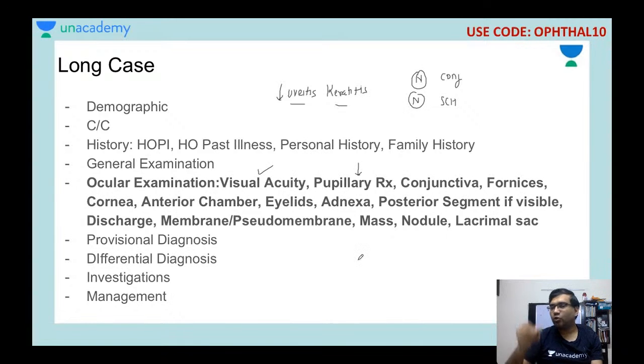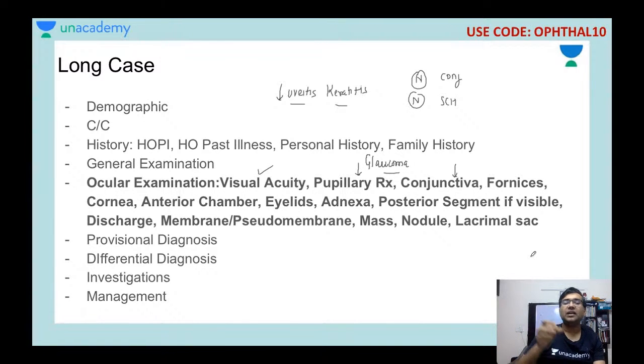Pupillary reactions. Can you tell me in which condition your pupillary reactions would be impaired? I told you, the patient may be having a deep pain, corneal edema, and a vertically dilated pupil, not responding. So you can have pupillary reactions impaired in the cases of glaucoma. Then you have to see the conjunctiva. How is the congestion? Is the congestion localized? Is the congestion diffuse? Is the congestion superficial? Is the congestion deep? Or is the congestion around the cornea?